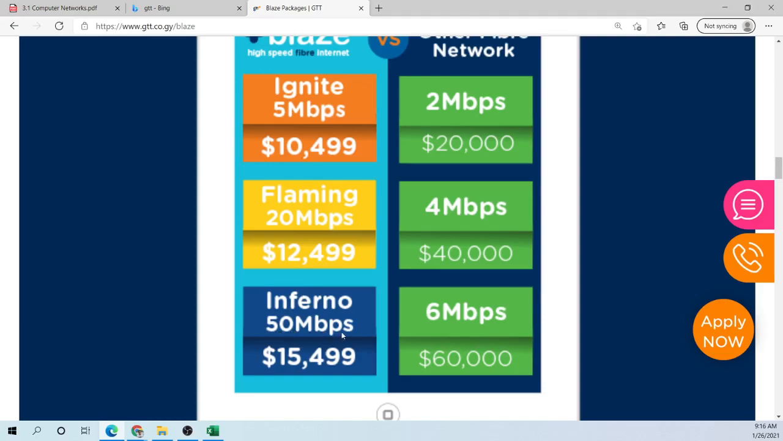So 50 megabits per second. Can anybody remember what number a mega refers to? Anyone? If we were to do the conversion, a mega basically corresponds to a million. So 50 million bits per second can be sent across this connection here.